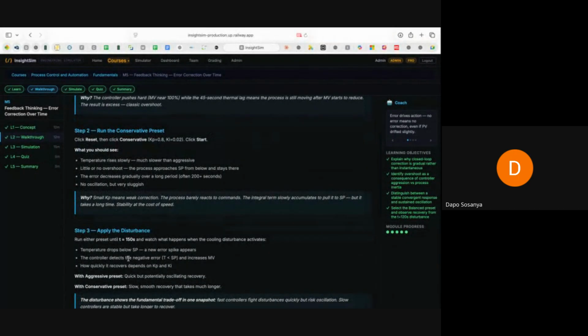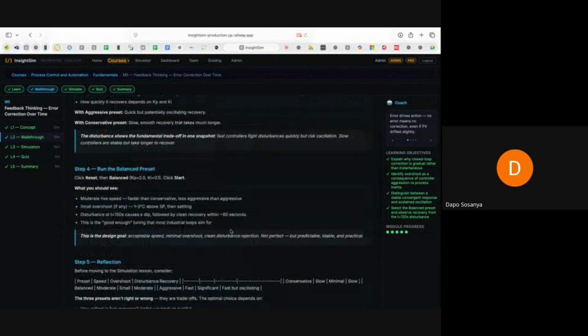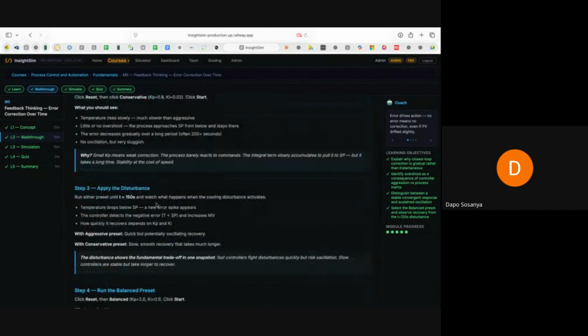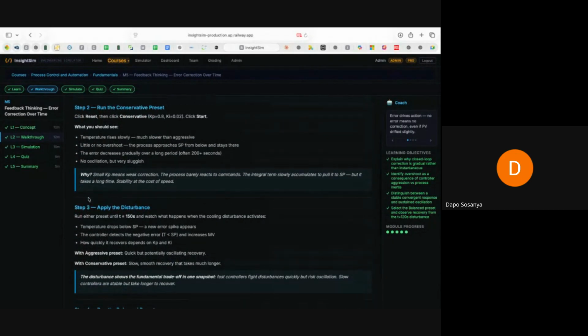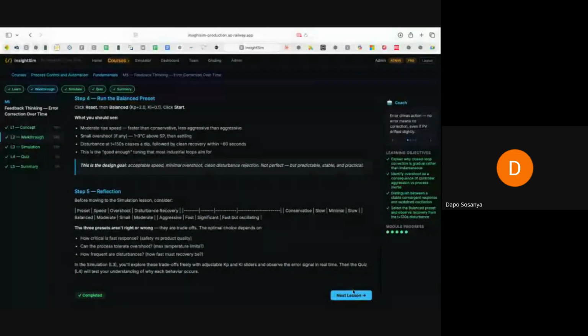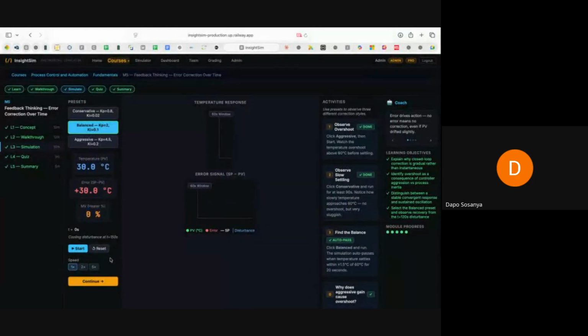So we run the conservative, then we apply the disturbance, and then run the balanced, right? So let's just go to the simulation. I will explain this screen. This is the temperature response. This is the error signal, the SP minus PV. So these are the 2 things we're going to observe. These are the presets: this is the conservative, this is the balanced, and this is the aggressive.